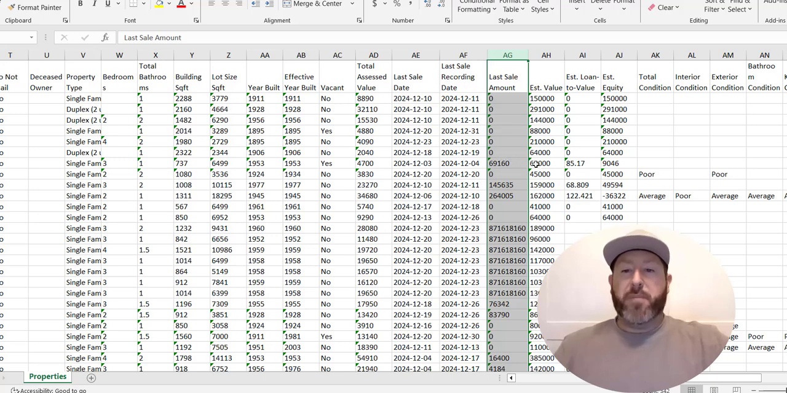But we can see that this person paid above retail. We can see this person paid pretty much at retail, above retail.